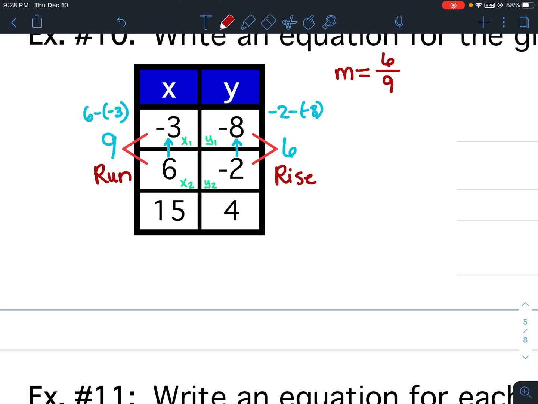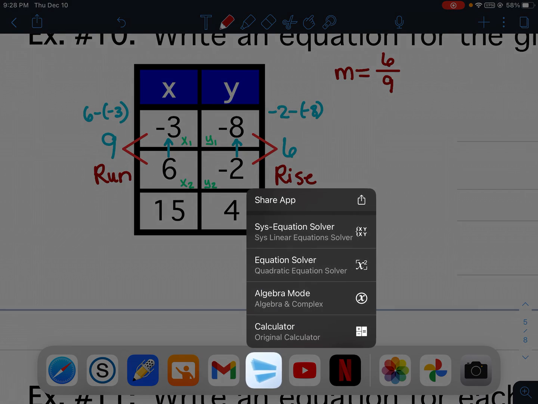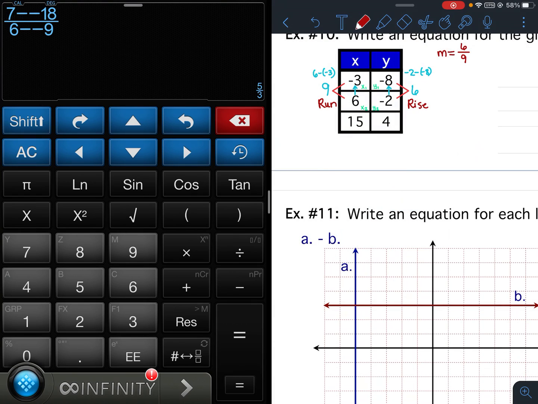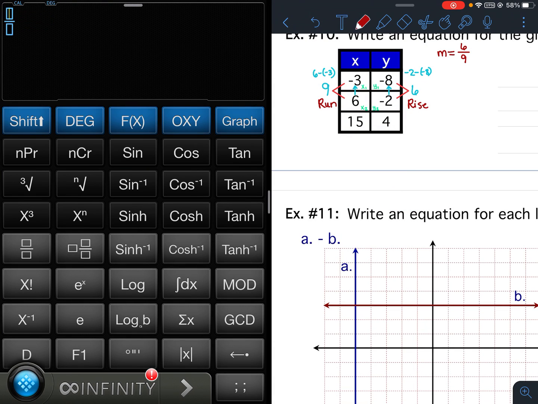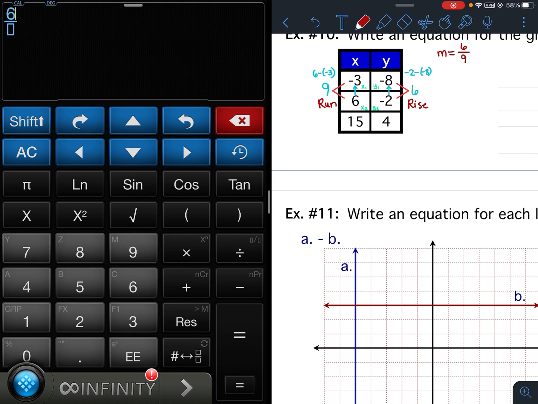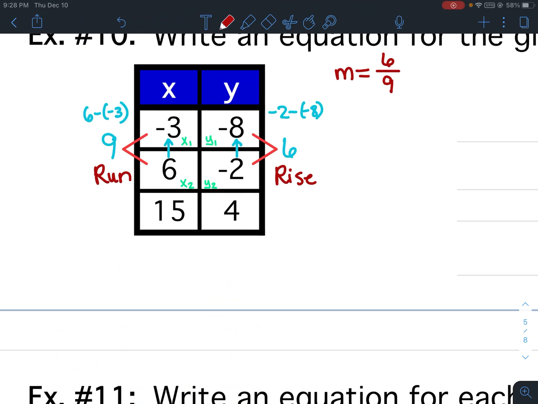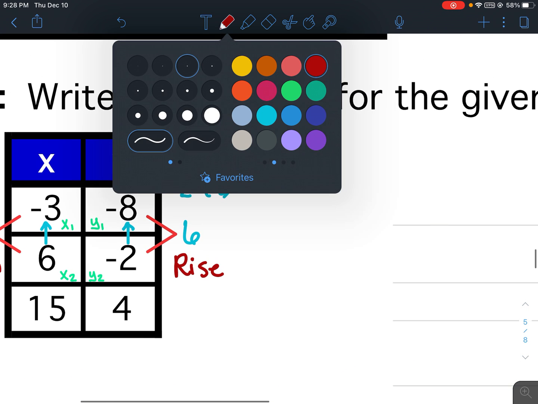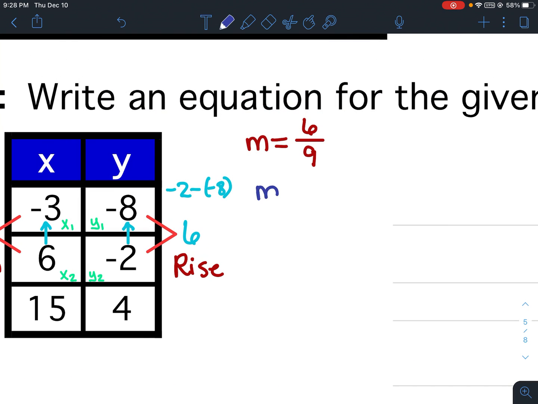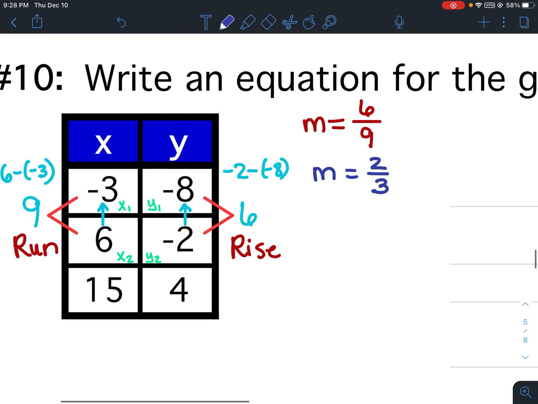Now this is the first problem we've done where that doesn't divide out evenly. That's not a big deal, but we do want it in simplest form. So to put it in simplest form, I could tell you what it is, but I want you to see that, make sure you're putting it in your calculator. 6 over 9, and you get 2/3. So our slope is 2/3.